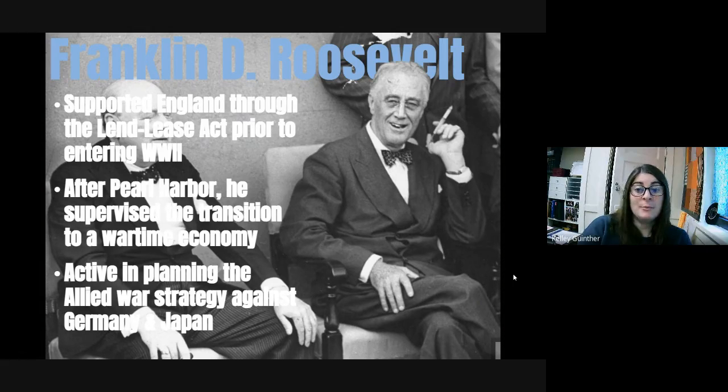FDR was super active in planning the war strategy against Germany and Japan. He was not the type to sit back and just let his military advisors do everything. FDR was very involved and wanted to make the decisions. And he was not one to just sit back and let other people make decisions for him.